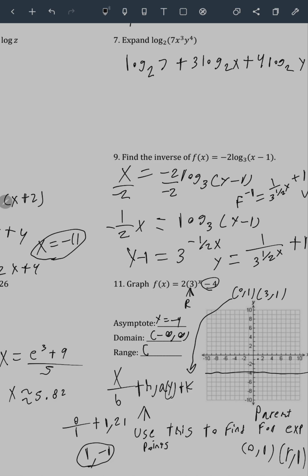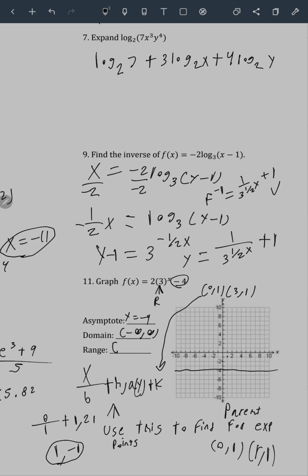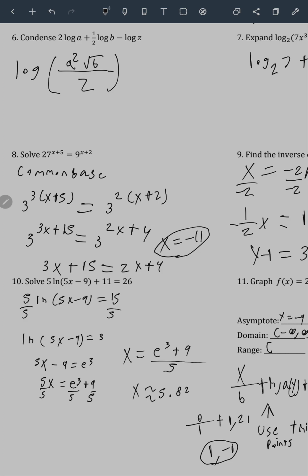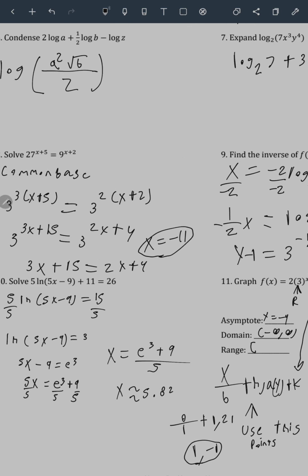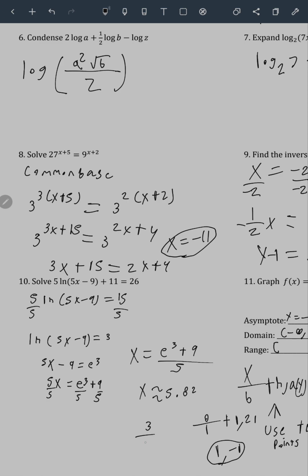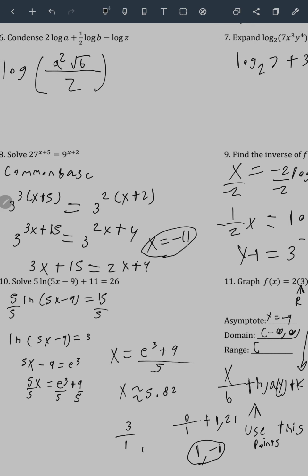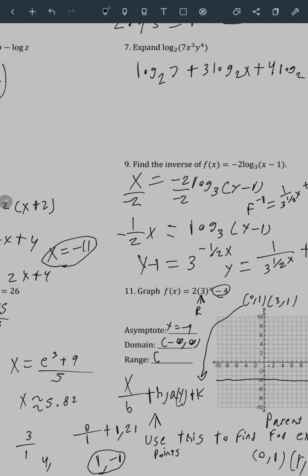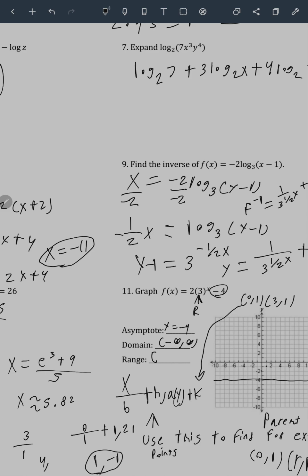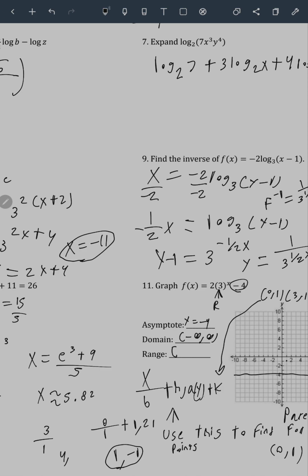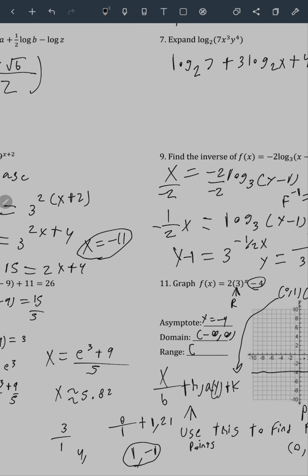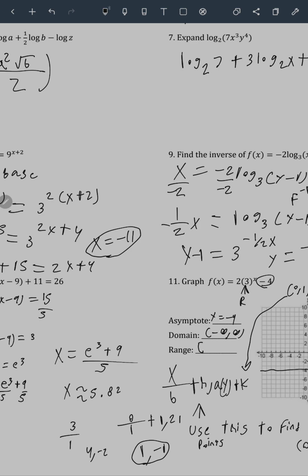Exactly right here. Now what we have to do is find our other point. Our other parent point is (3, 1), so we've got 3 as our x, 3 over 1 is 3, plus 1 is 4. Then we've got 1 as y, and a is 2, so 2 plus negative 4 is negative 2.